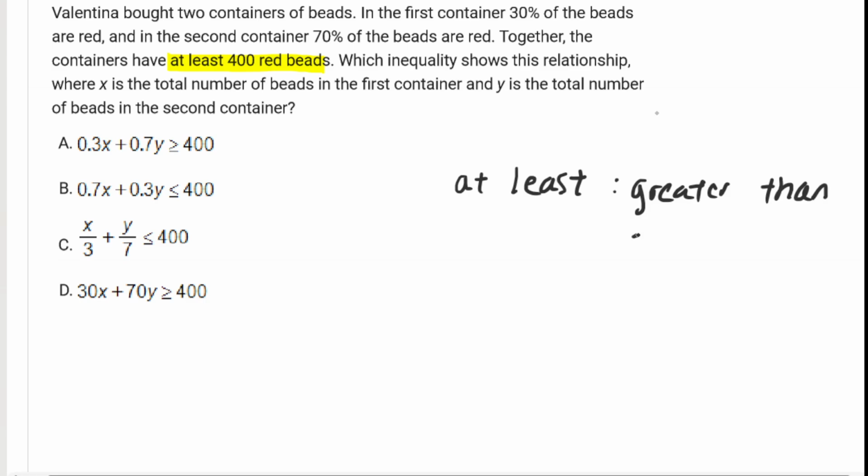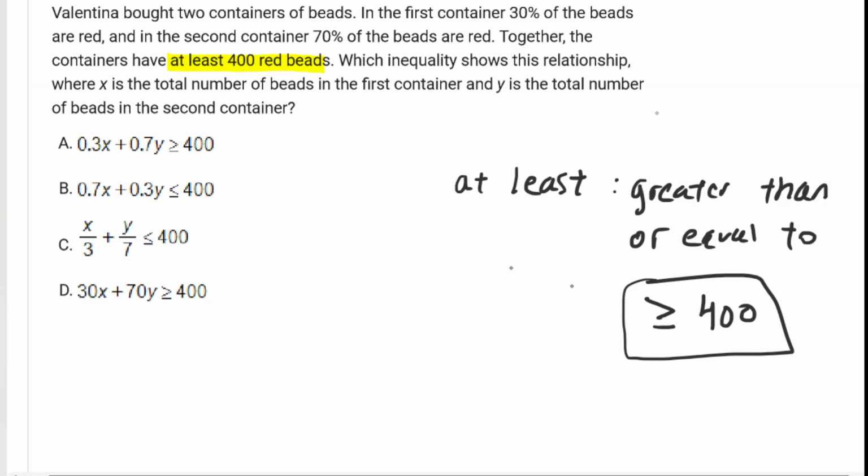So you're looking for something that has the symbol greater than or equal to. Now, if you need a review of that, greater than or equal to would look like that. So if we're saying greater than or equal to 400, this is what we would be looking for in our inequality. Now, we can see choice A contains that as well as choice D, but B and C are going to be ruled out. So we're focused on these 2 choices because they have the proper inequality.